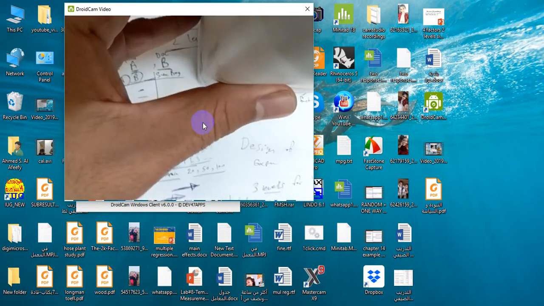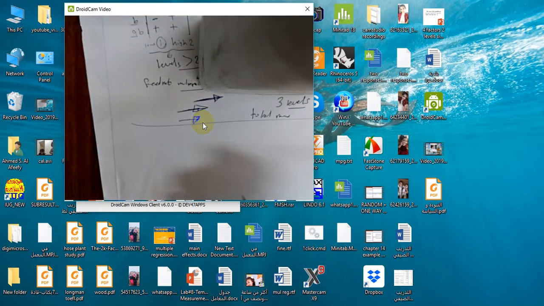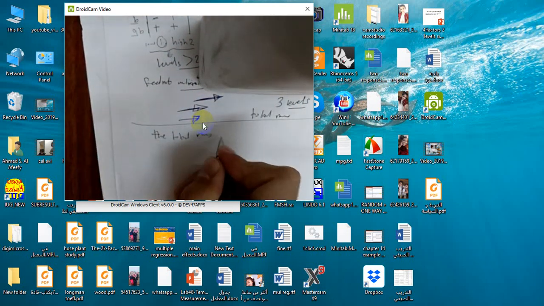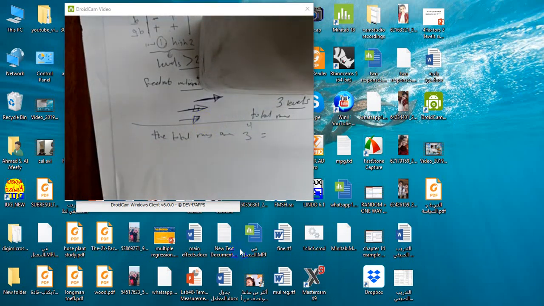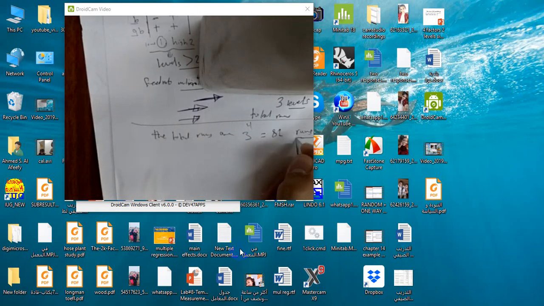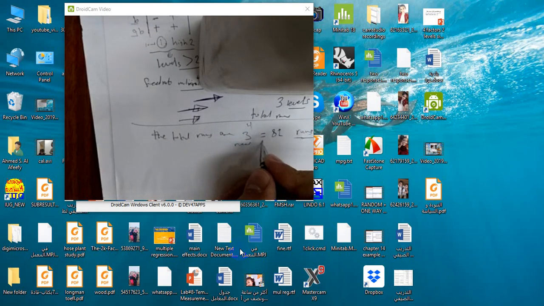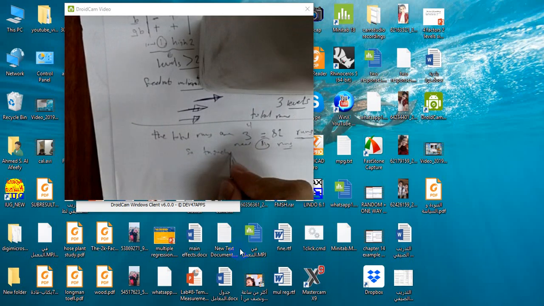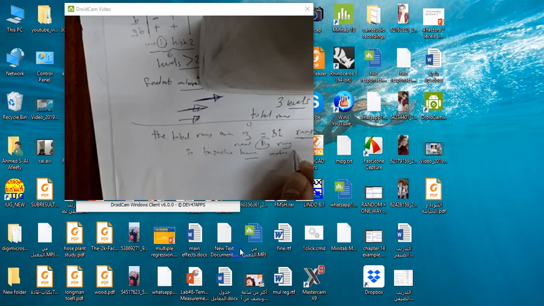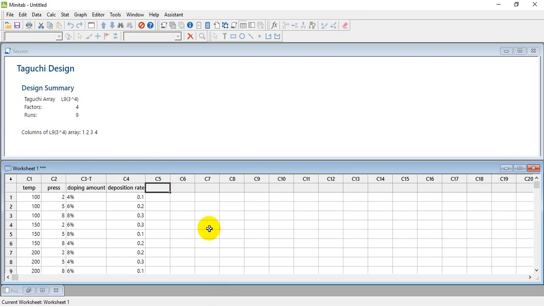The total runs are 3 levels to the power 4, which equals 81 runs. Here we need 81 runs to make the experiment. So Taguchi here makes very few runs, which are 9 runs, as we see from the Minitab here. It is L9.